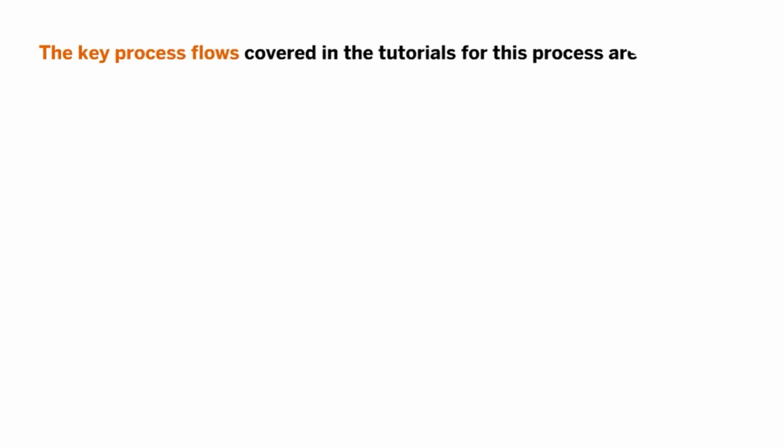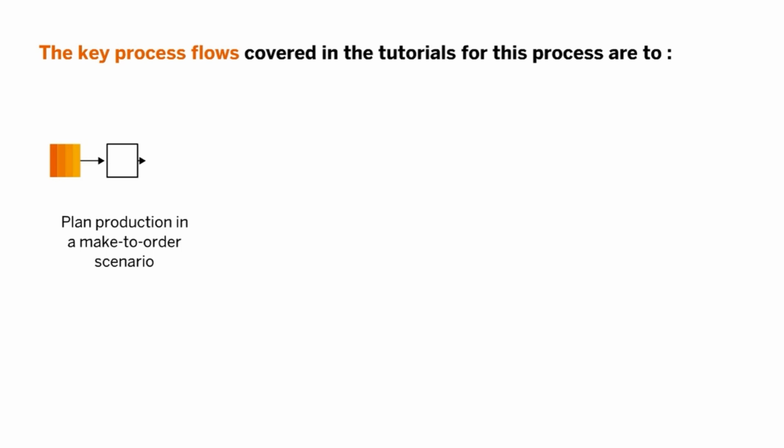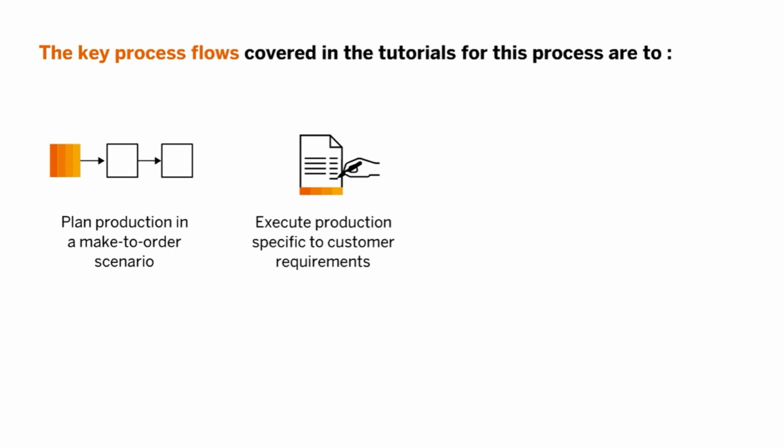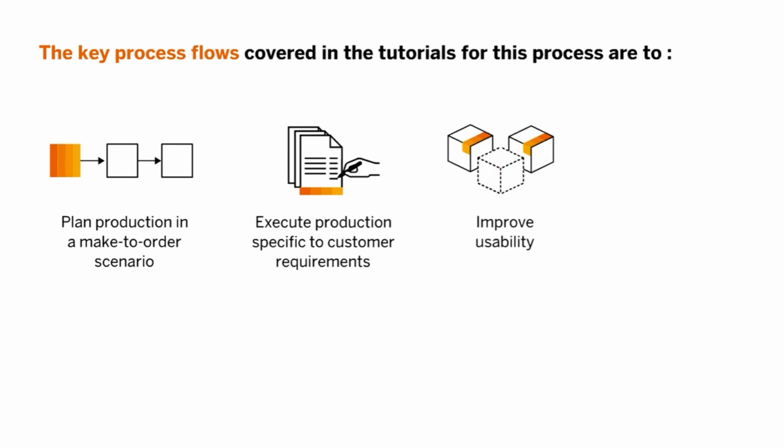The key process flows covered in the tutorials for this process are to plan production in a make-to-order scenario, optionally with a sales order bill of material. Execute production specific to customer requirements and specification. Improve usability with intuitive confirmation of production operations. And use billing plan, including down payments.